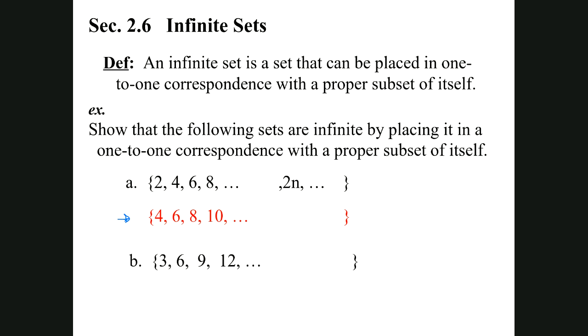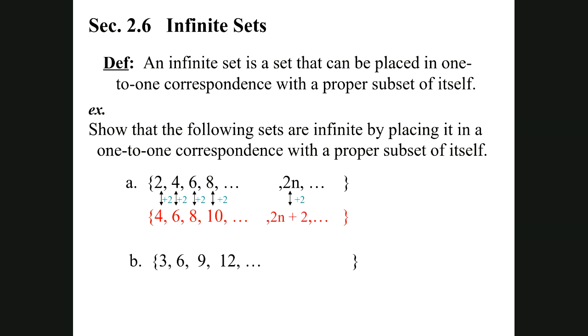Okay, well, notice when we go from the first term here to the first term here, we're adding 2. When we go from the second term, 4 to 6, we're adding 2. From the third term, 6 to 8, we're adding 2. From the fourth term, 8 to 10, we're adding 2. So that's going to be our correspondence. 2n is going to correspond, we add 2, to 2n plus 2.